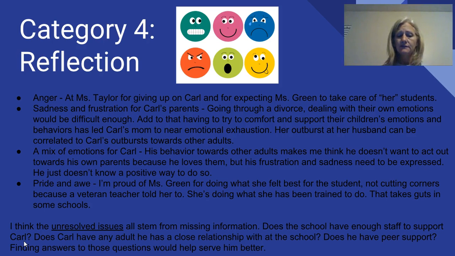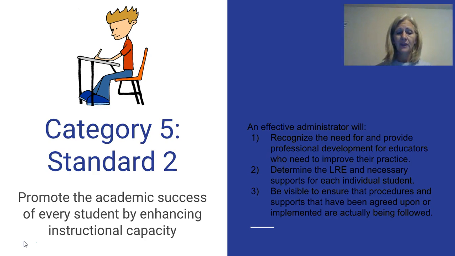I think the unresolved issues all stem from missing information. Does the school have enough staff to support Carl? If not, who can support him? Is there any adult in that school who has a relationship with Carl who could help support him? Does he have peer support? Does he have a friend group? Finding out the answers to those would help serve him. So the teachers and administrators need to find answers to those questions.